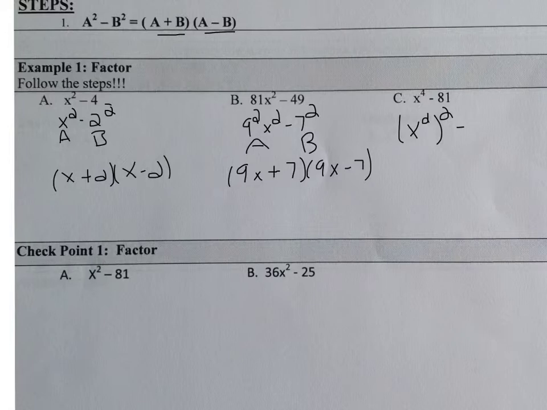Minus 81. 81 has to be written in terms of squares. We already did 81. That's 9 squared. So my a is x squared and my b is 9. If we do our a plus b, we got x squared plus 9 and x squared minus 9.